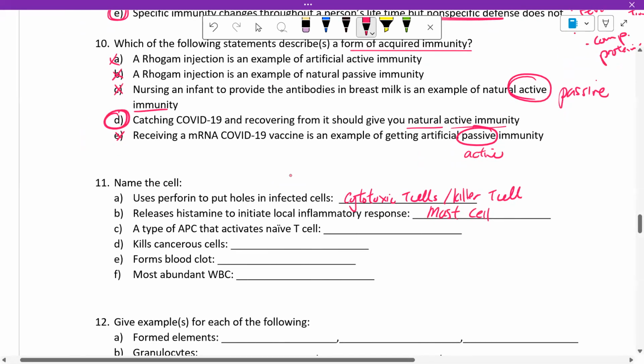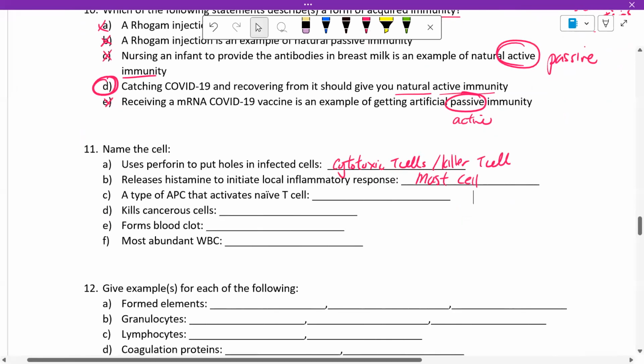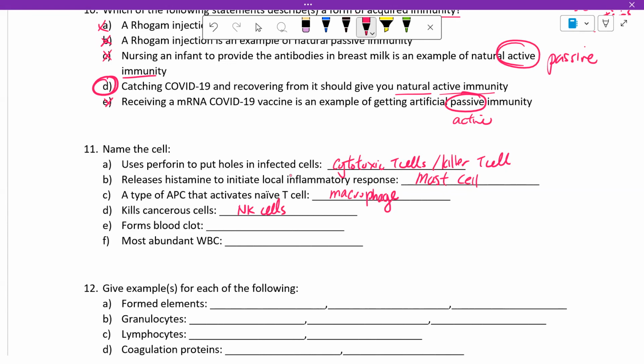Next, a type of APC, antigen presenting cell that activates naive T cell. Well, if you have been with me today, you know that is macrophage. Kills cancerous cells, NK cells, natural killer. If we put monocyte, that will be wrong for macrophage? For this one? Yeah, no, it would be incorrect because neutrophils cannot present, right?